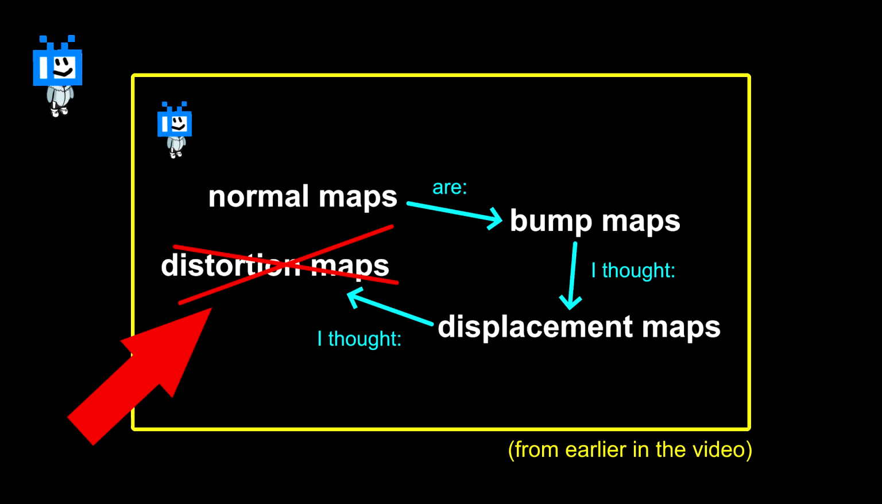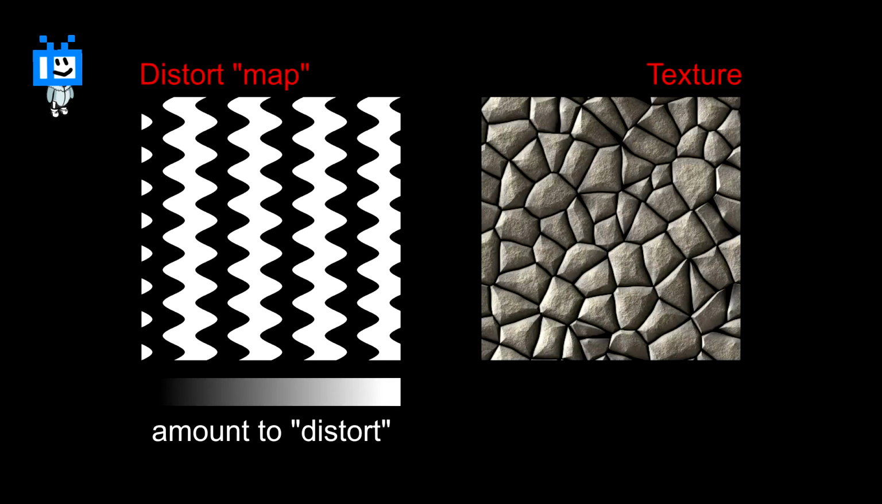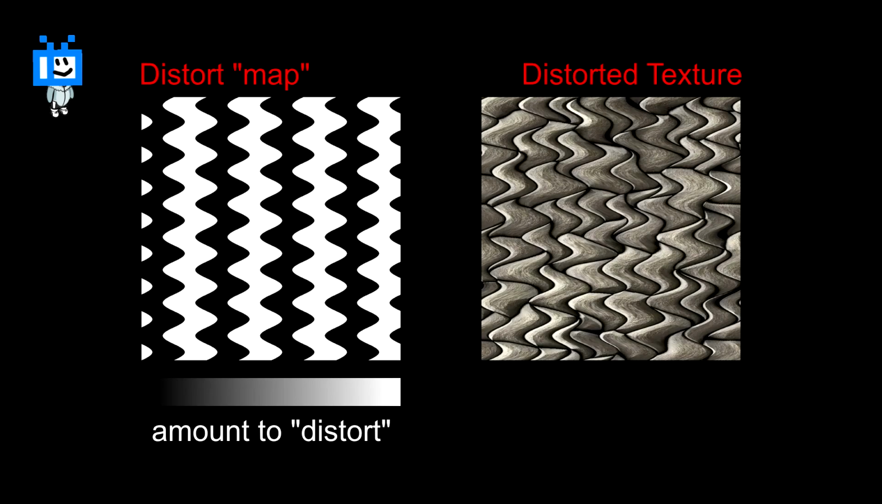Oh, and I mentioned distortion maps at the start. They're very similar to these maps, but instead they use their color values to move the pixels behind them, so as far as I know they're more of a texture shader than a map.